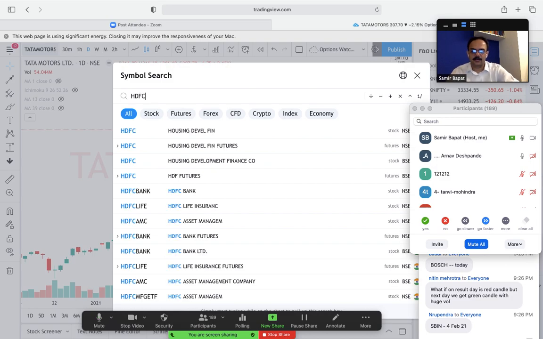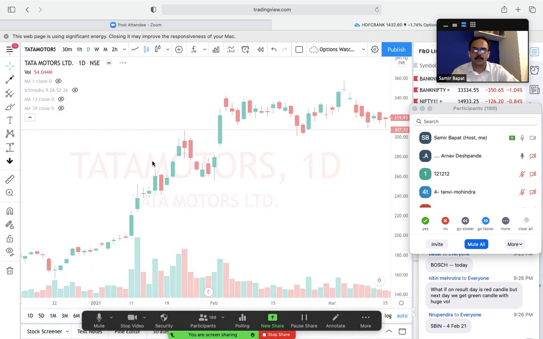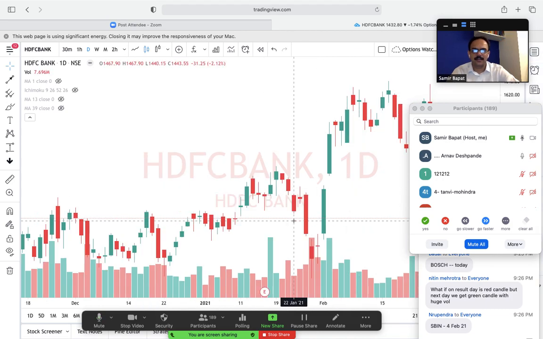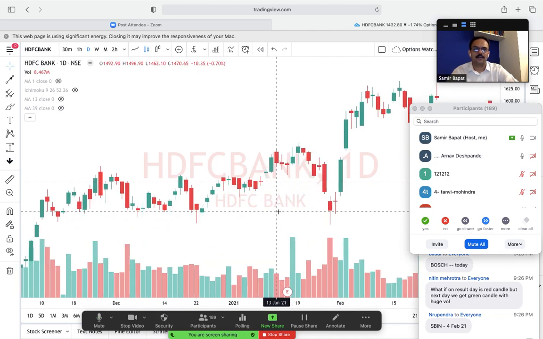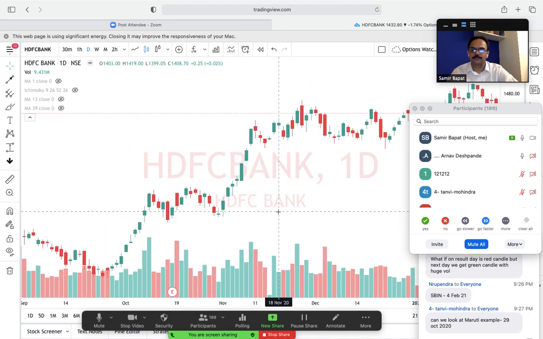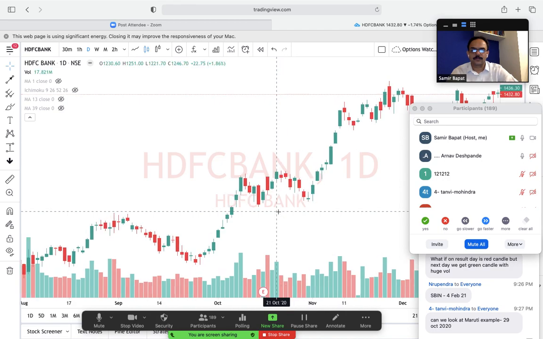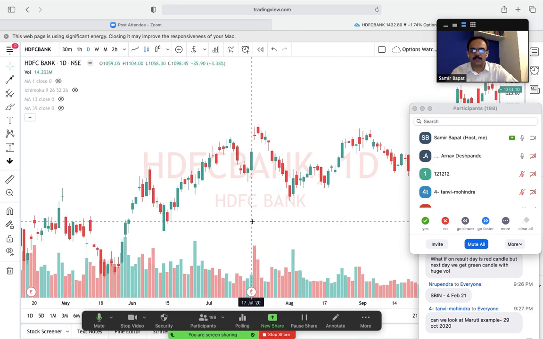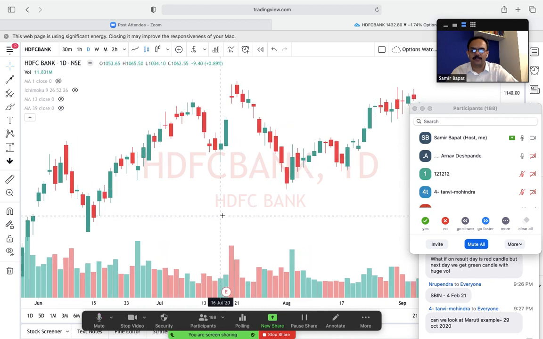HDFC Bank. Wait. It's opening. Wait, opening. HDFC Bank. This one. This also failed. No, this also failed. Plus 28th July of 2020. Okay. This one. No, but how did it fail?